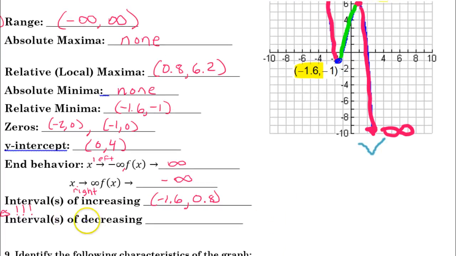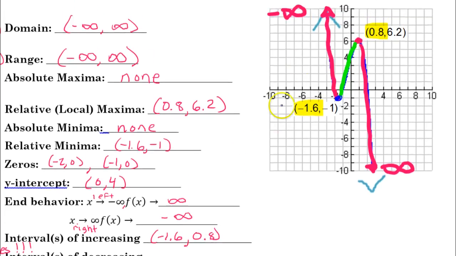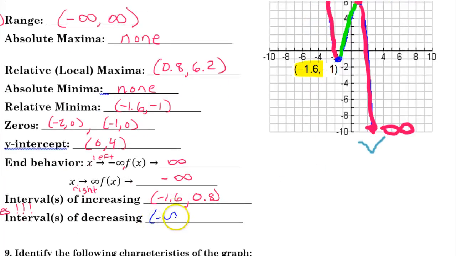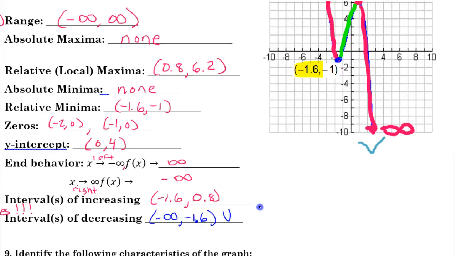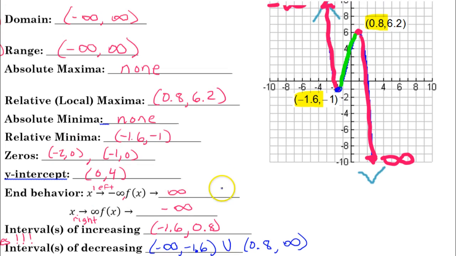Similarly, for intervals of decreasing, well, we've got 2 of those. The first one goes from negative infinity to negative 1.6. Okay, union, because we're going to have another one. And the second one goes from 0.8 to infinity. All right, and that is how you analyze a function.